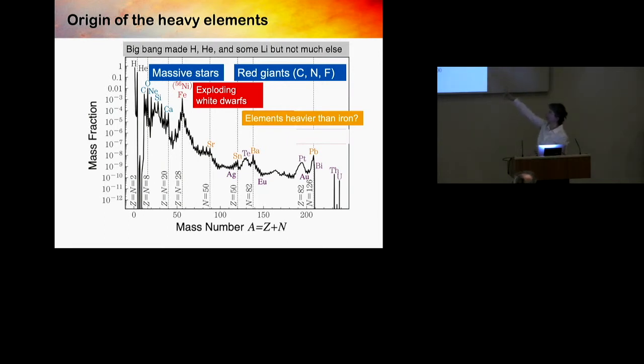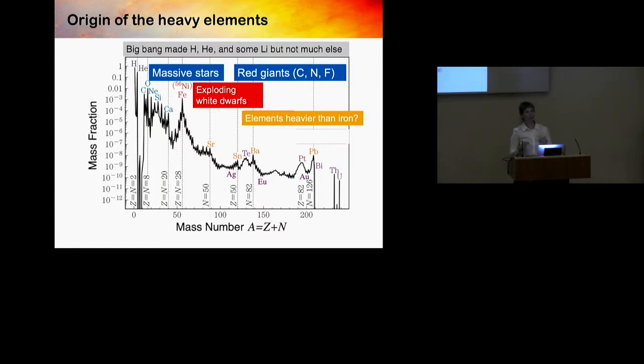Now, you'll notice on this plot there are some vertical lines. I'll try and get my words right. They are located at N equals 50, N equals 82, and N equals 126. The point about these lines is that the dominant isotopes of, for example, strontium, barium and lead have a magic number of neutrons. What does that mean? It's a bit analogous to closed shells in an atomic system. So if you have strontium-88, it has a magic number of neutrons in its nucleus.